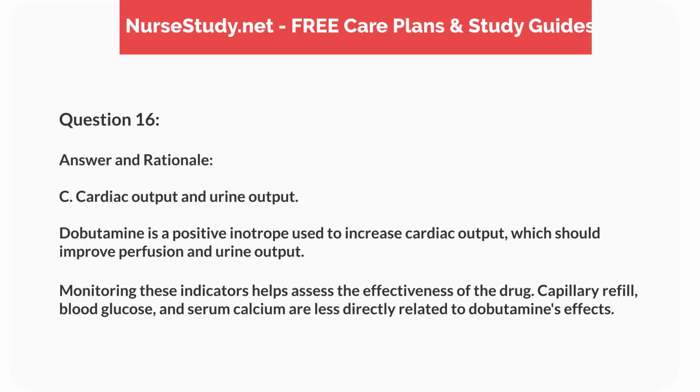Answer and rationale. C. Cardiac output and urine output. Dobutamine is a positive inotrope used to increase cardiac output, which should improve perfusion and urine output. Monitoring these indicators helps assess the effectiveness of the drug. Capillary refill, blood glucose, and serum calcium are less directly related to dobutamine's effects.